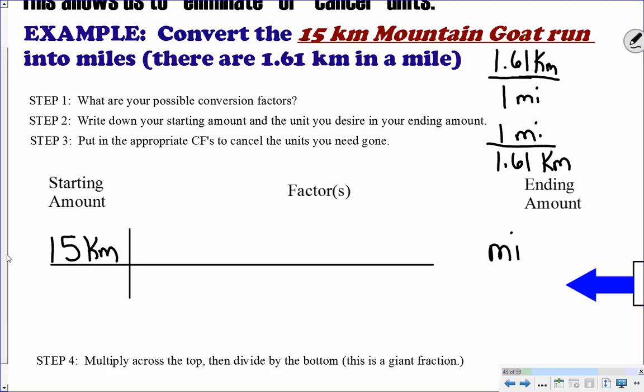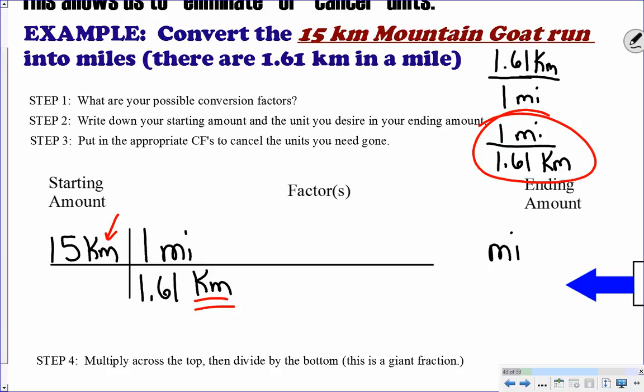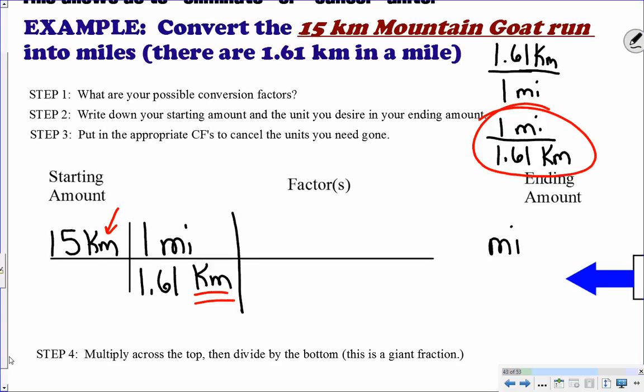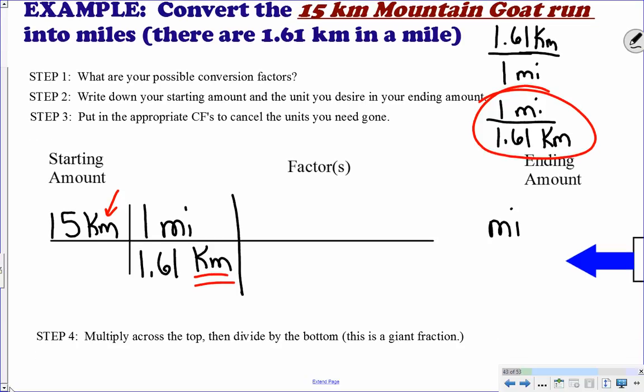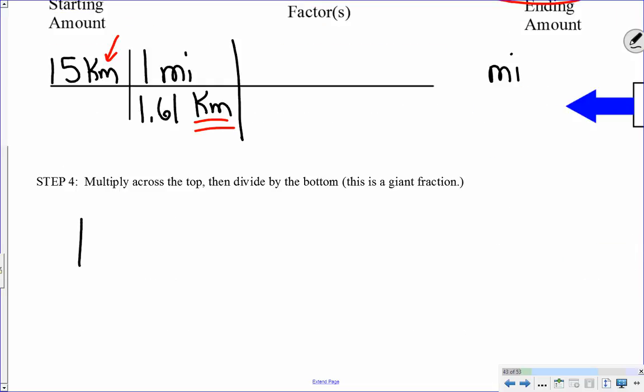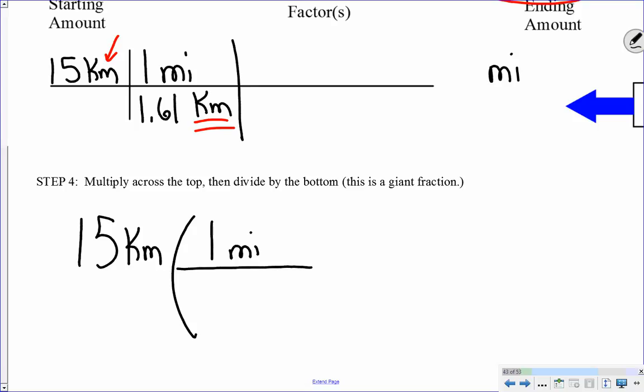Everything's going to look like a fraction, so that's kind of nice. And then instead of parentheses, you just use little lines to separate things. So since I have kilometers on the top, I need to get rid of kilometers. So I need some kilometers down here on the bottom. So I'm going to pick the conversion factor with kilometers on the bottom, which is this one right here. So I've got 1 mile on top, and I've got 1.61 kilometers on the bottom.